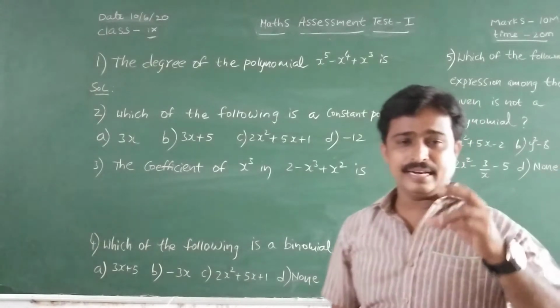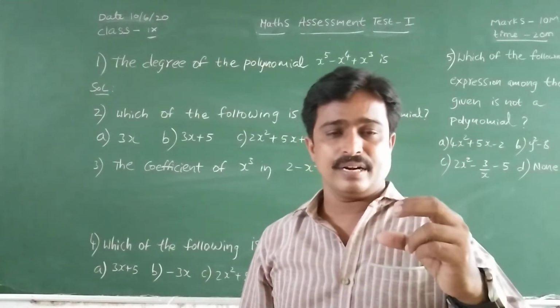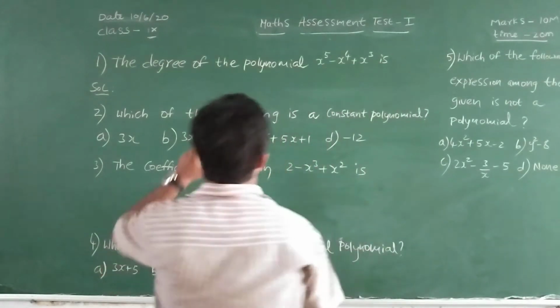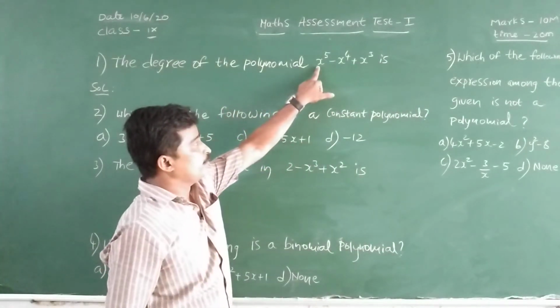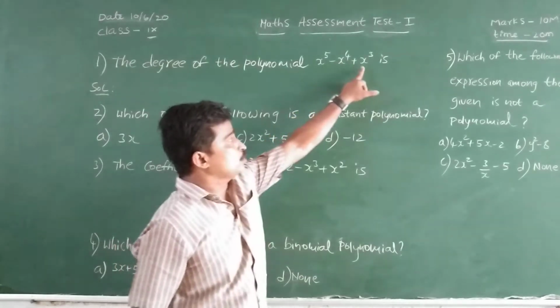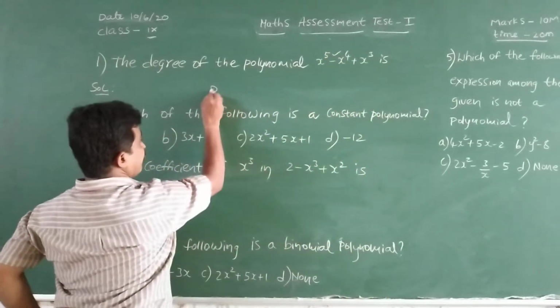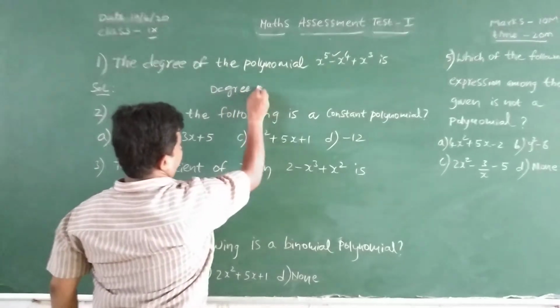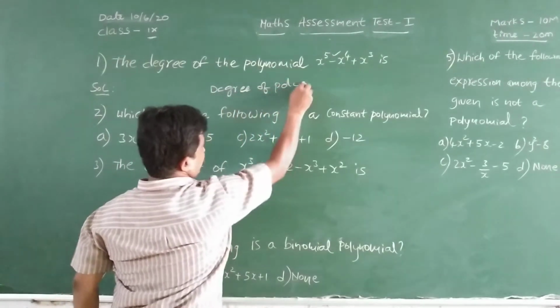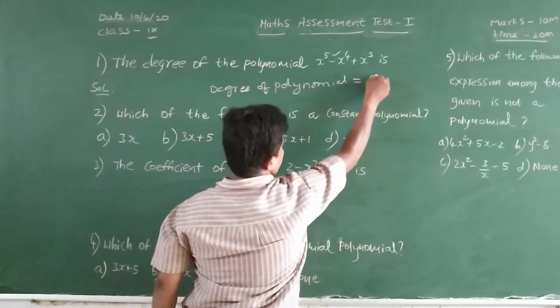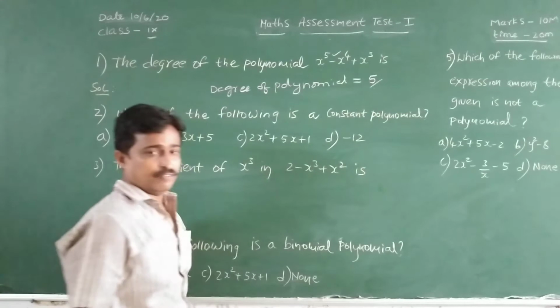Here the degree of a polynomial means the highest power involved in the given expression. Here you observe x power 5, x power 4, x cube, which is highest? Here 5 is highest, therefore degree of polynomial equal to highest power is 5, so degree of polynomial equal to 5.